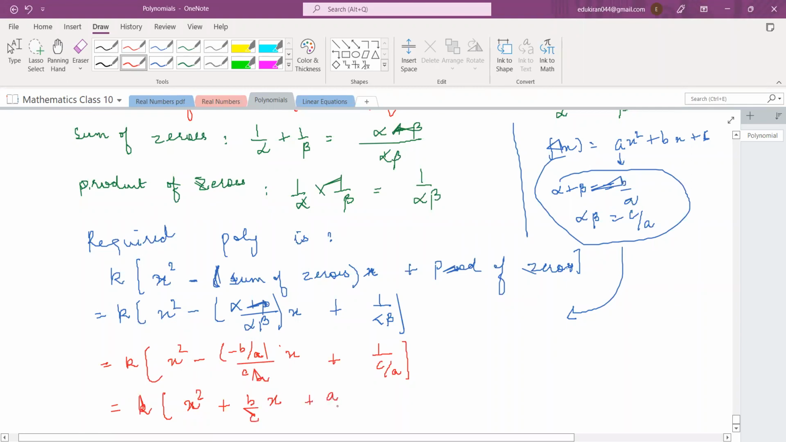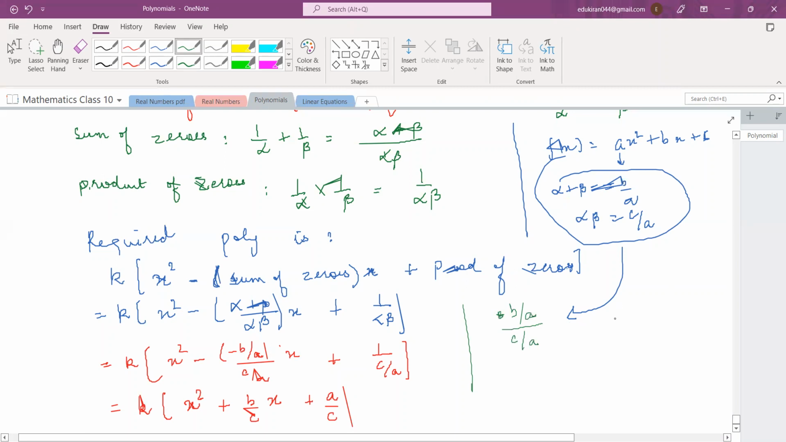Why are we writing c by a? Alpha beta is c by a, right? Ma'am, sum of zeros is minus b by a, right? Just a minute. See, you have this thing: minus of b by a, divided by c by a, right? This minus, one minus outside, so this minus will be gone. Clear?